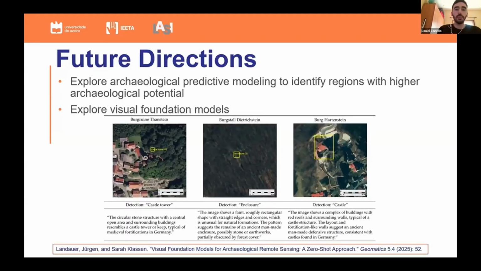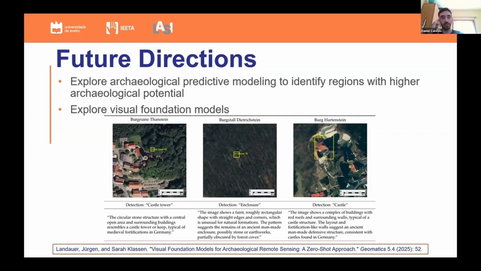As for future directions, we want to explore archaeological predictive modeling to identify regions with higher archaeological potential. So instead of applying our vision system to the whole data, we want to focus on regions with higher potential. That would allow us to reduce the processing time.